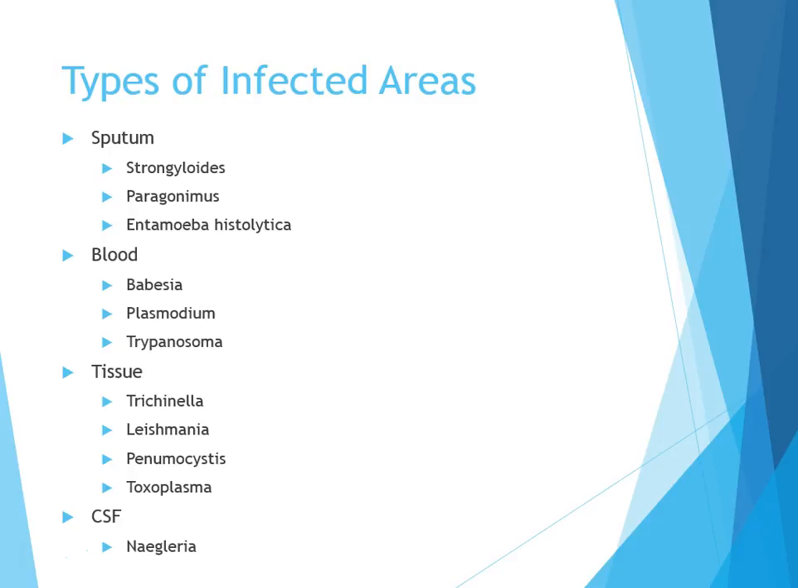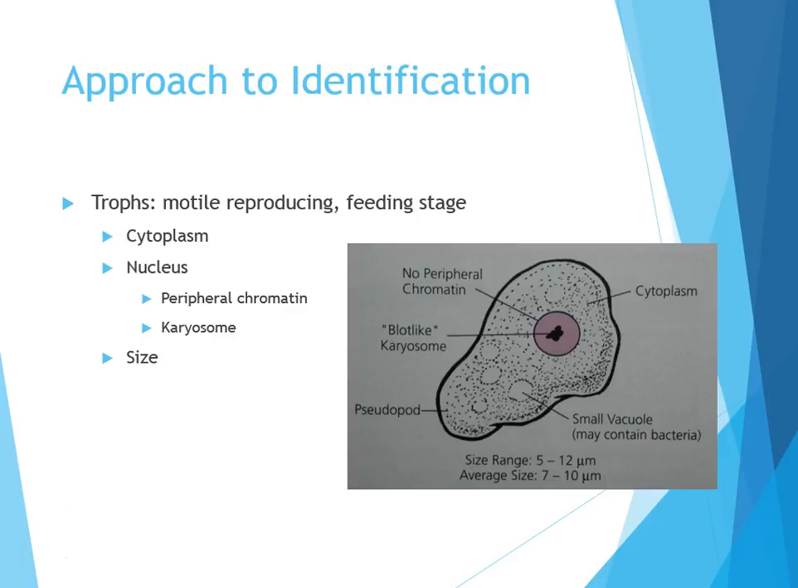Trichinella is in the muscle tissue. Pneumocystis is in the lungs. Leishmania can be in the skin. In the spinal fluid is Naegleria and also Acanthamoeba.